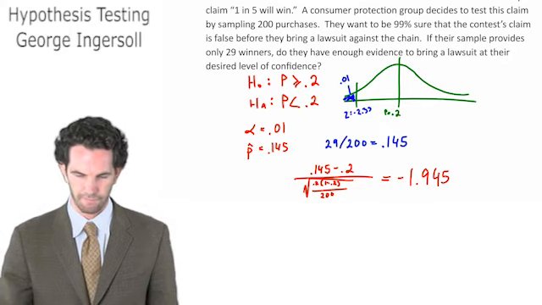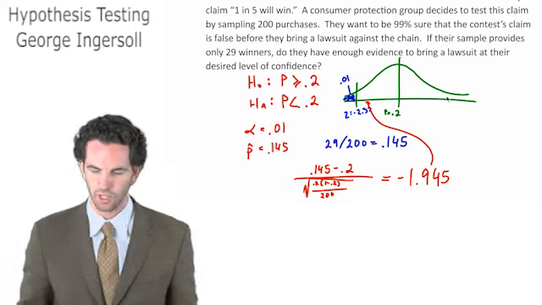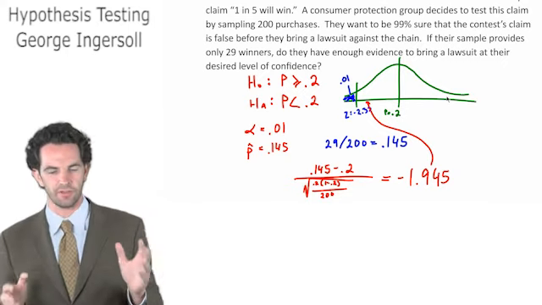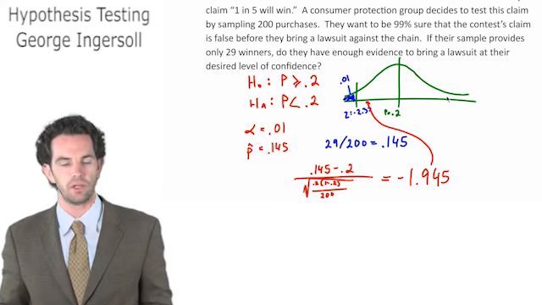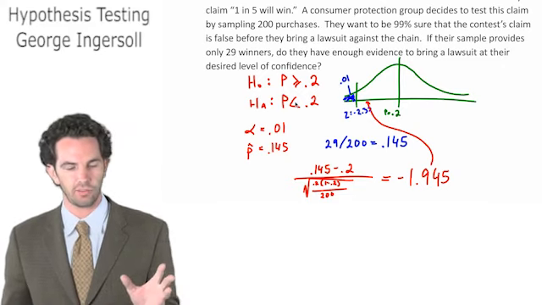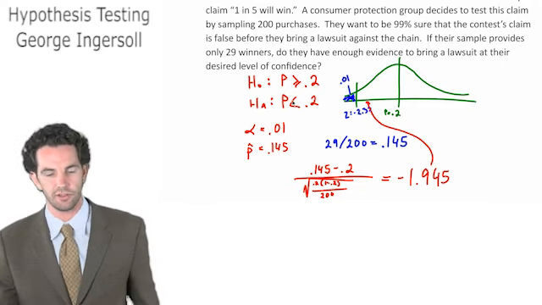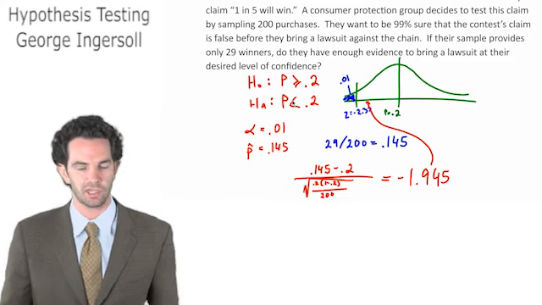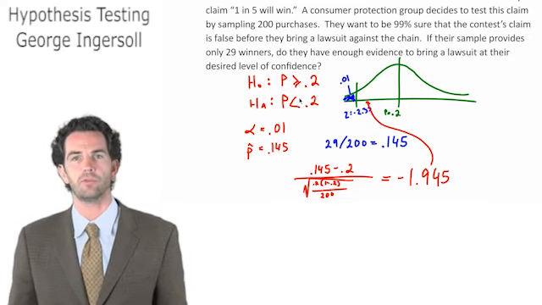That's going to be somewhere right around there. So, do we have enough evidence to reject the null hypothesis? No. We cannot say that the claim of the fast food chain is false. We cannot say that definitively, or we cannot say with 99% confidence that less than 1 in 5 will win.